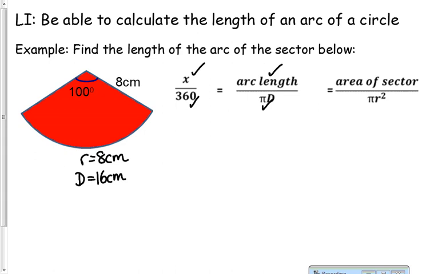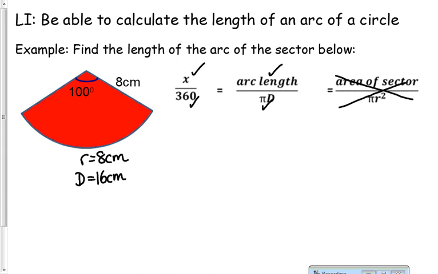I'm not interested in the area of the sector. I could calculate the area of the circle if I wished, but that does not factor into what I'm doing. So at the moment, I'm going to ignore that part of my formula. So I now have x over 360 equals my arc length over pi d. So now I can substitute my values into my formula.